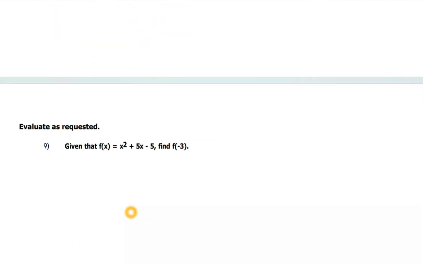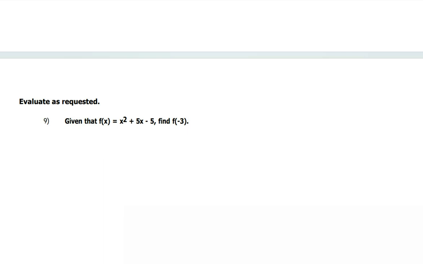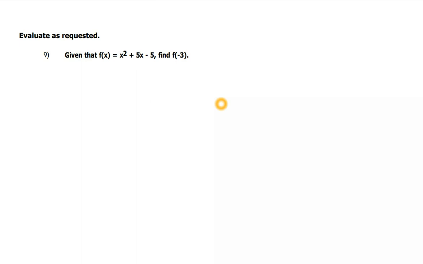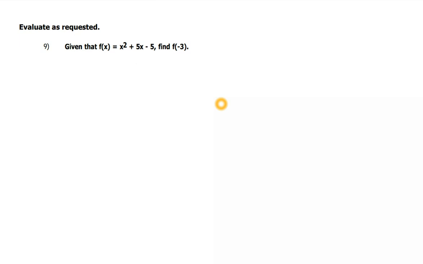What's the next question? Oh, this one's an easy one too. Number 9. Evaluate as requested. You guys have scientific calculators, so you could just plug and chug this in your calculator. They're telling you that f of x equals x squared plus 5 times x minus 5, and they want you to find f of -3.